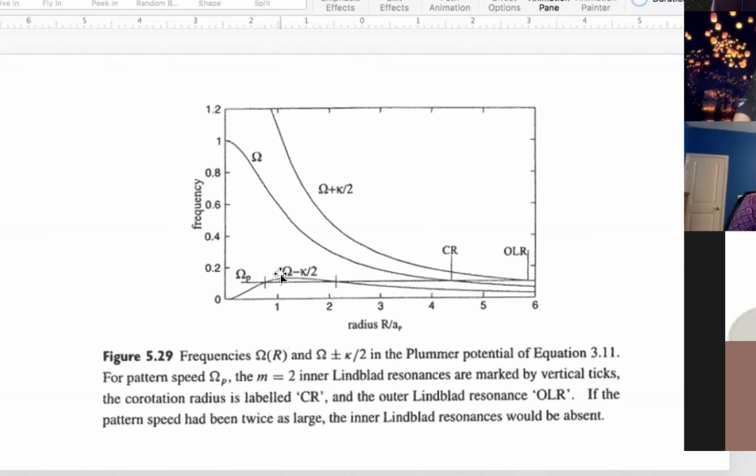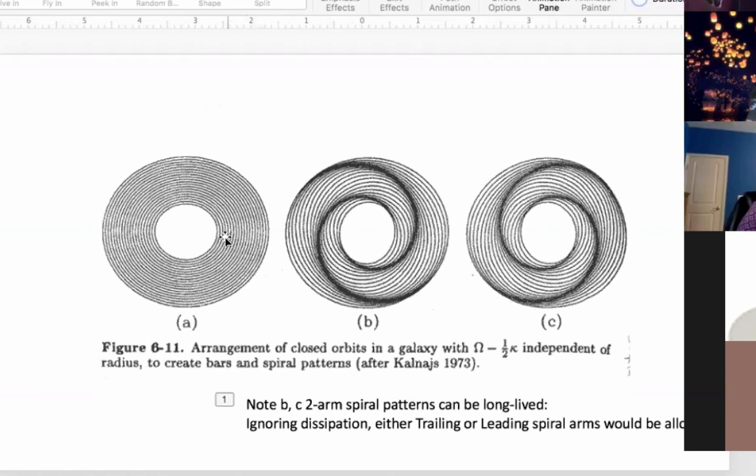So this could actually work until you get to the inner parts. This point where Ω minus κ over 2 drops below the pattern speed is called the inner Lindblad resonance. And that's actually a pretty cleverly named point, because it really is a resonance, which is going to help the spiral pattern keep going.